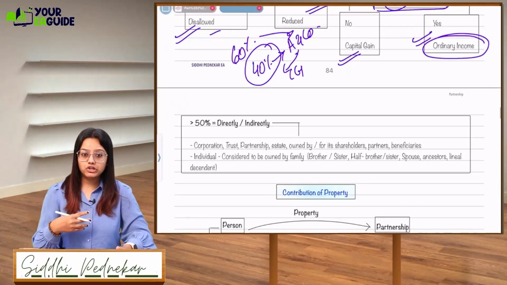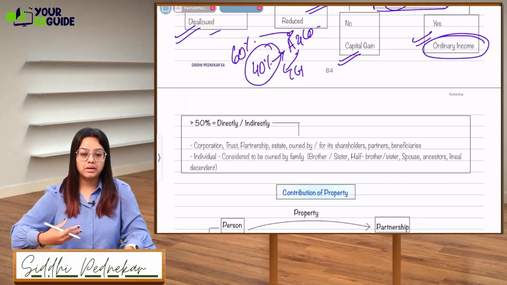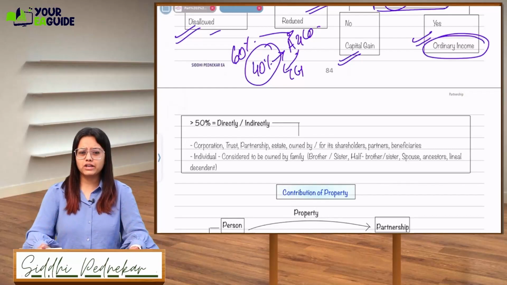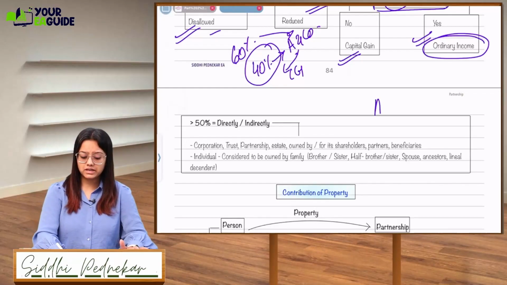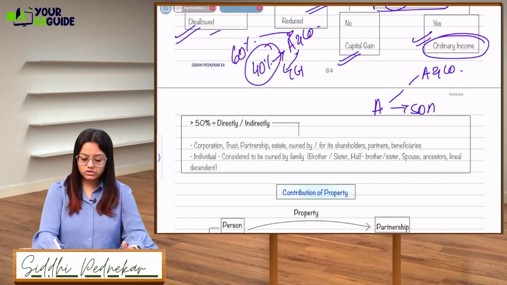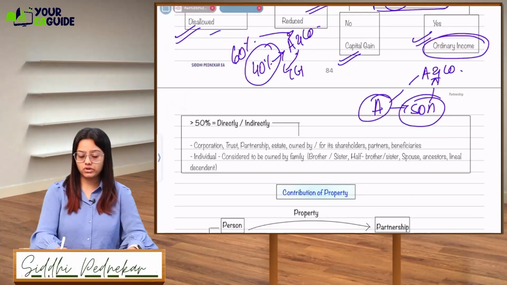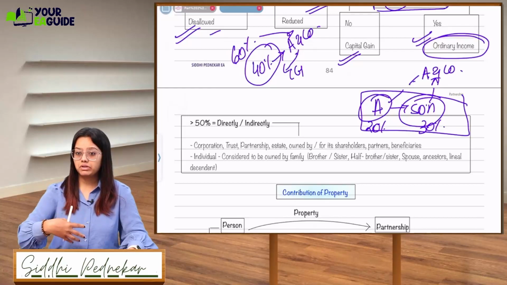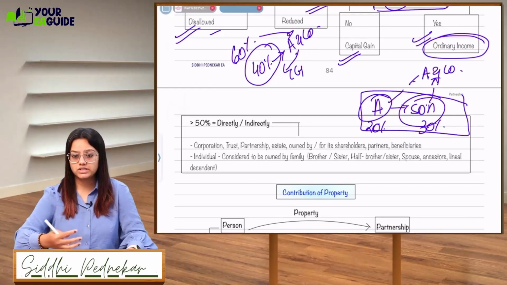An individual is considered to be owning what is owned by the family: brother, sister, half brother, half sister, spouse, ancestor. So all my relatives will be considered as indirectly owning the share. Let's say Mr. A is owning a share in A and company. A's son is also owning a share in A and company. Both are owning a share of more than 50% in it. Or let's say the person is owning 20%, but the son is owning 30%. Can I say collectively they are owning more than 50%? So anyone who transacts with A and company will be called a related party transaction.